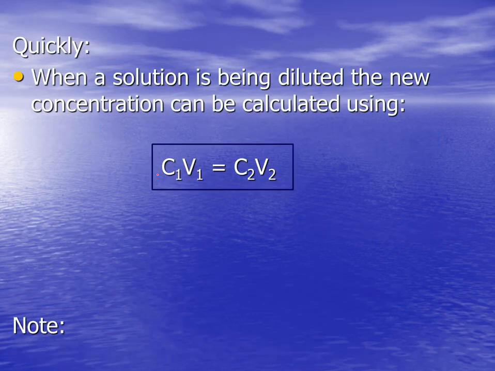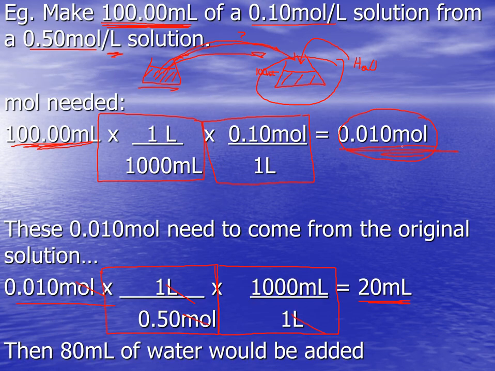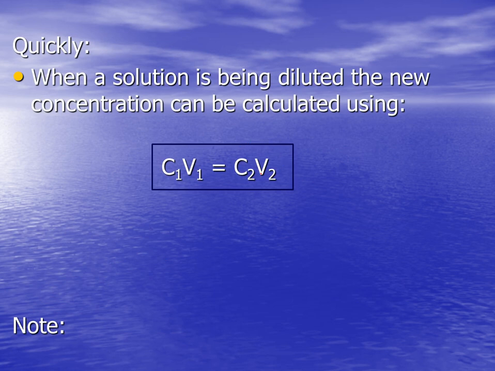A quicker way of doing this is with what we would call a dilution equation. It's the exact same work. We're essentially finding out how many moles we need. So we say, okay, C1 V1 equals C2 V2, where the 2 represents the new solution, and 1 represents the old solution. So essentially what we're saying here is the same thing we did here. The amount of moles that we're going to need to make the new solution has to come from the old solution. Those two numbers are equal. So we can say, okay, well, we know that concentration times volume will give us the number of moles.